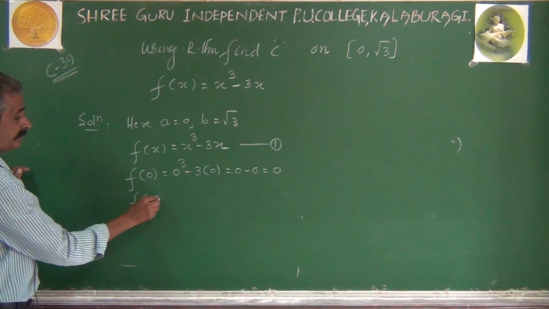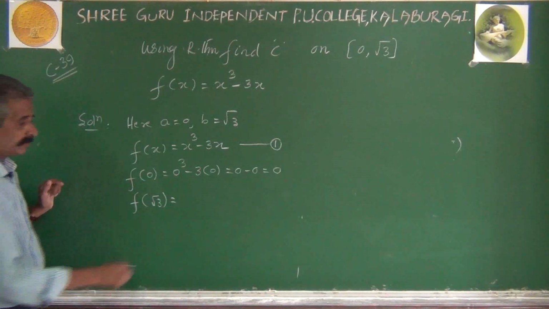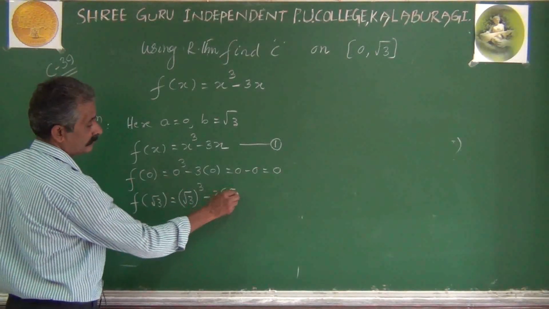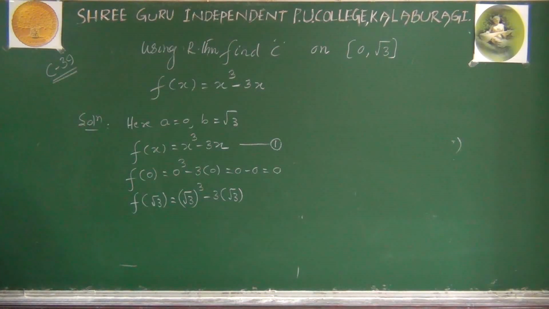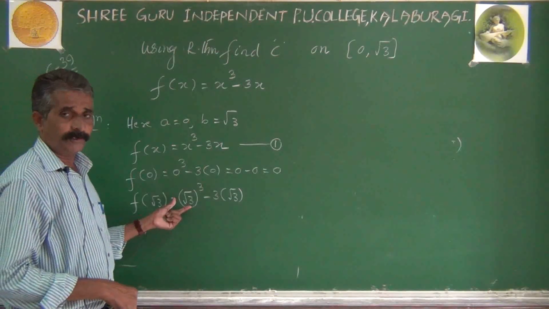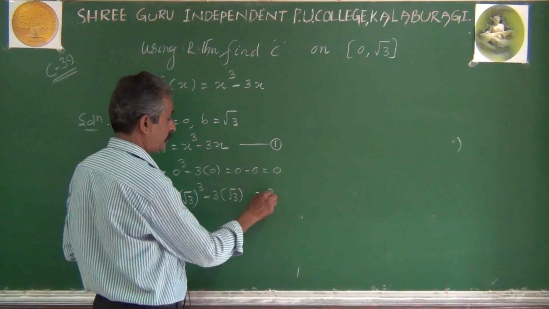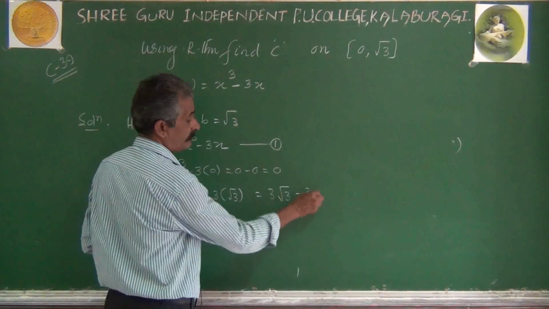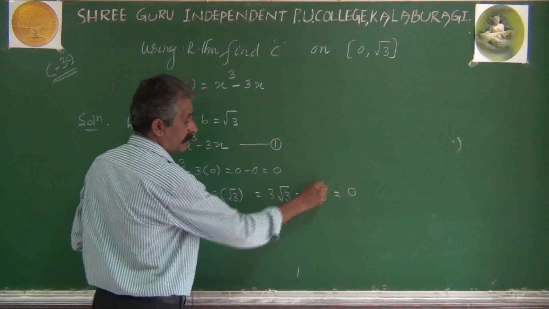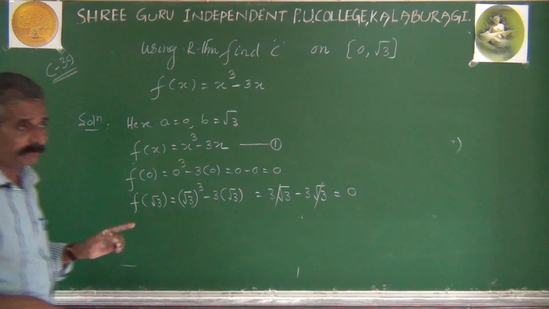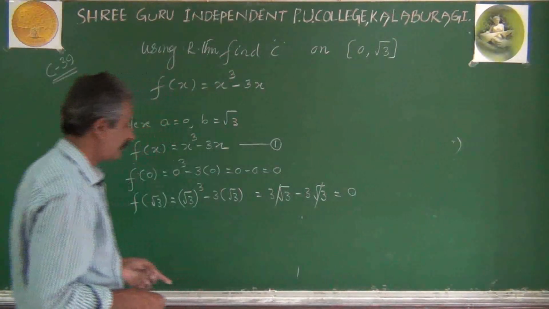Next, f of root 3 is root 3 cube minus 3 into root 3. What's the meaning of root 3 cube? Root 3 into root 3 into root 3. However, root 3 into root 3 is 3. So net answer is 3 root 3 minus 3 root 3, which will cancel out. Our answer is 0. Very clearly, f of 0 equals f of root 3. So we have to apply Rolle's theorem, not Lagrange's theorem.